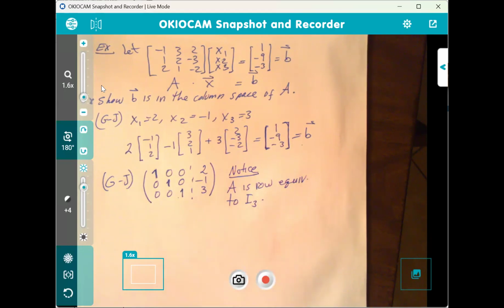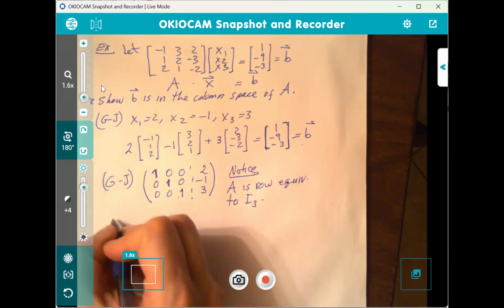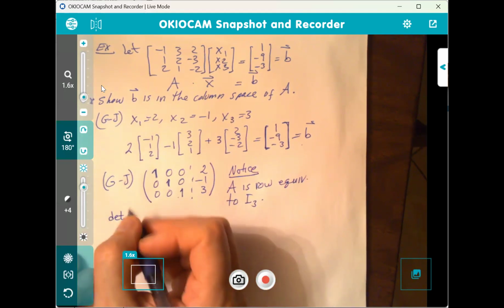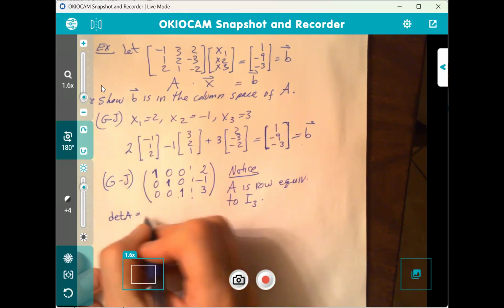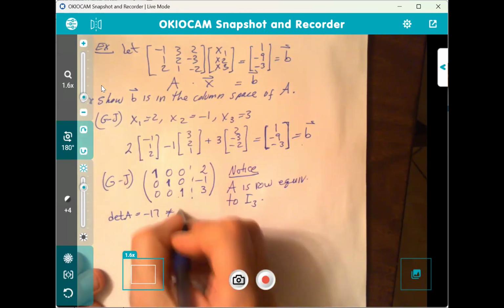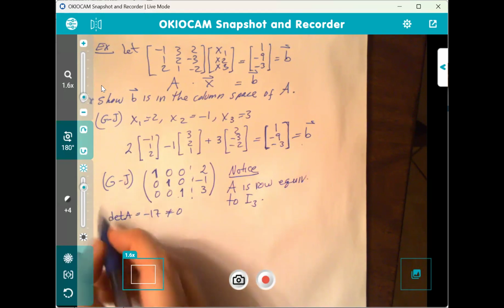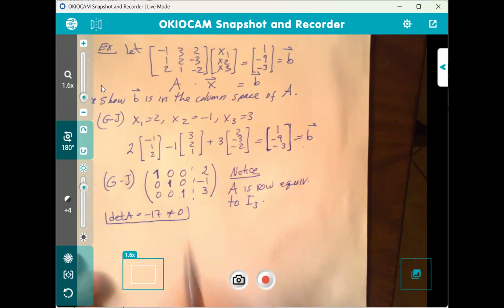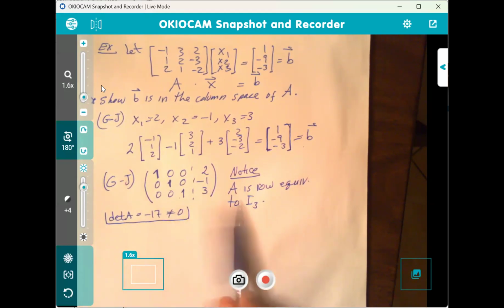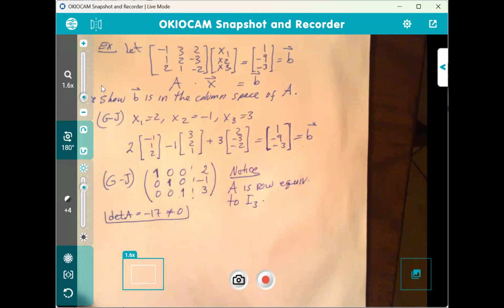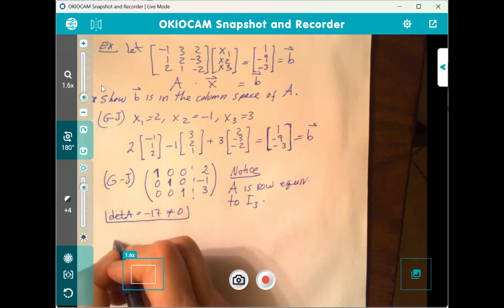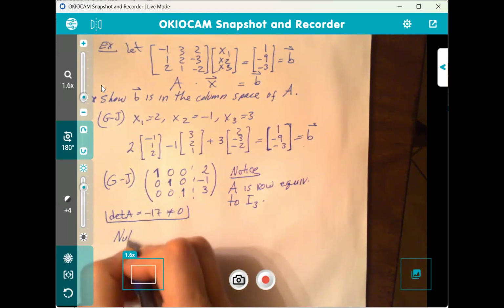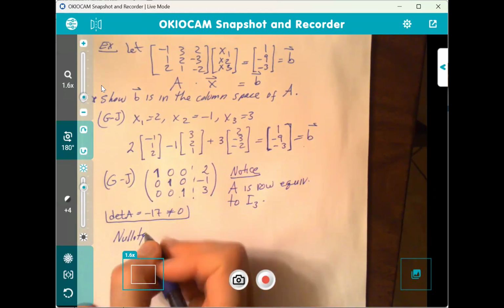That's the one. Now, for this one, the other thing that it said was determinant is not zero. I calculated the determinant, and it turned out to be -17, not zero. So that checks also. That was one of those things. Again, the equivalent statement: A will be invertible. I didn't find the inverse. Now, for this one, let's do nullity. Let's do nullity of A.